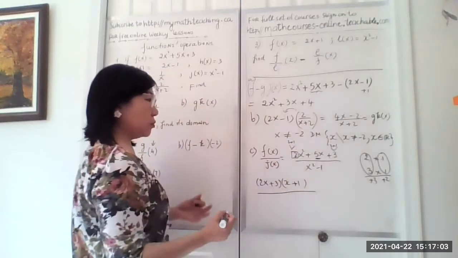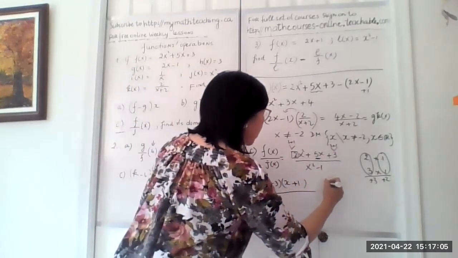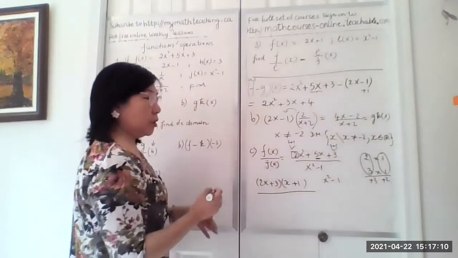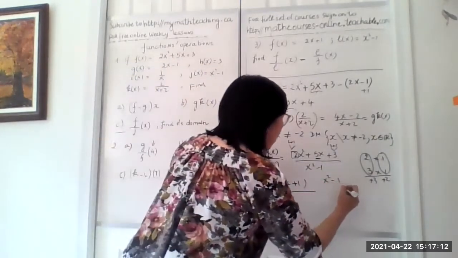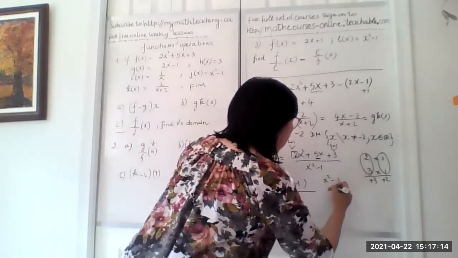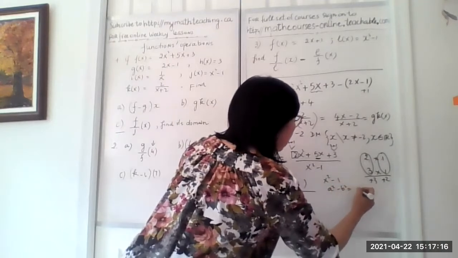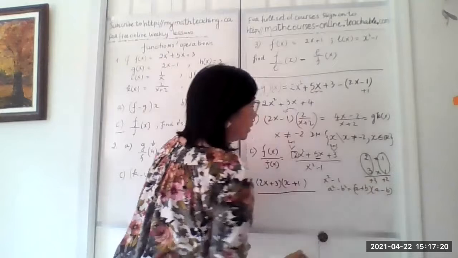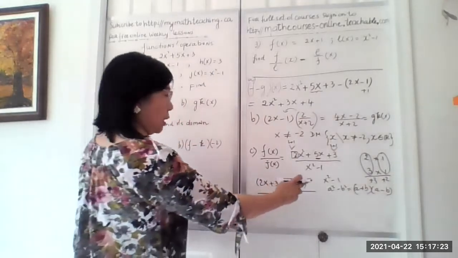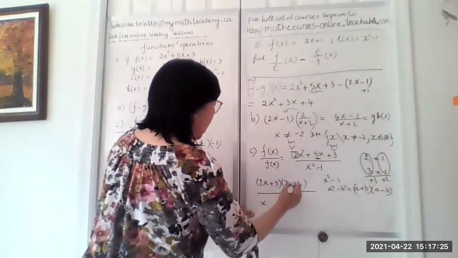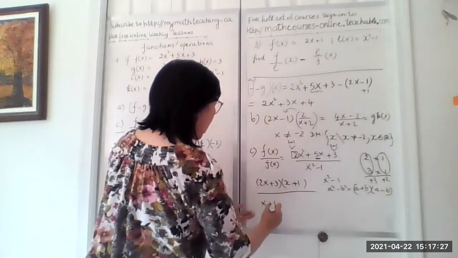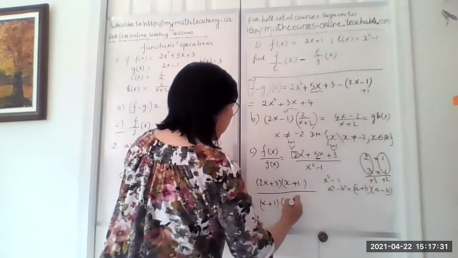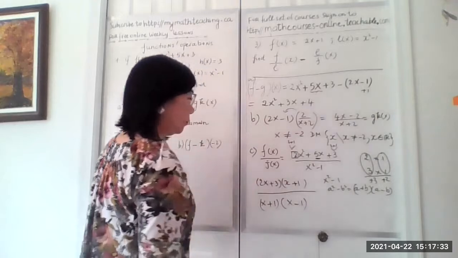Down here, I also can factor because this will look like the difference of squares, right? So this is like a squared minus b squared equals a plus b times a minus b. That's the difference of squares. So our a is x and our b is 1. So a plus b is x plus 1 times a minus b is x minus 1.